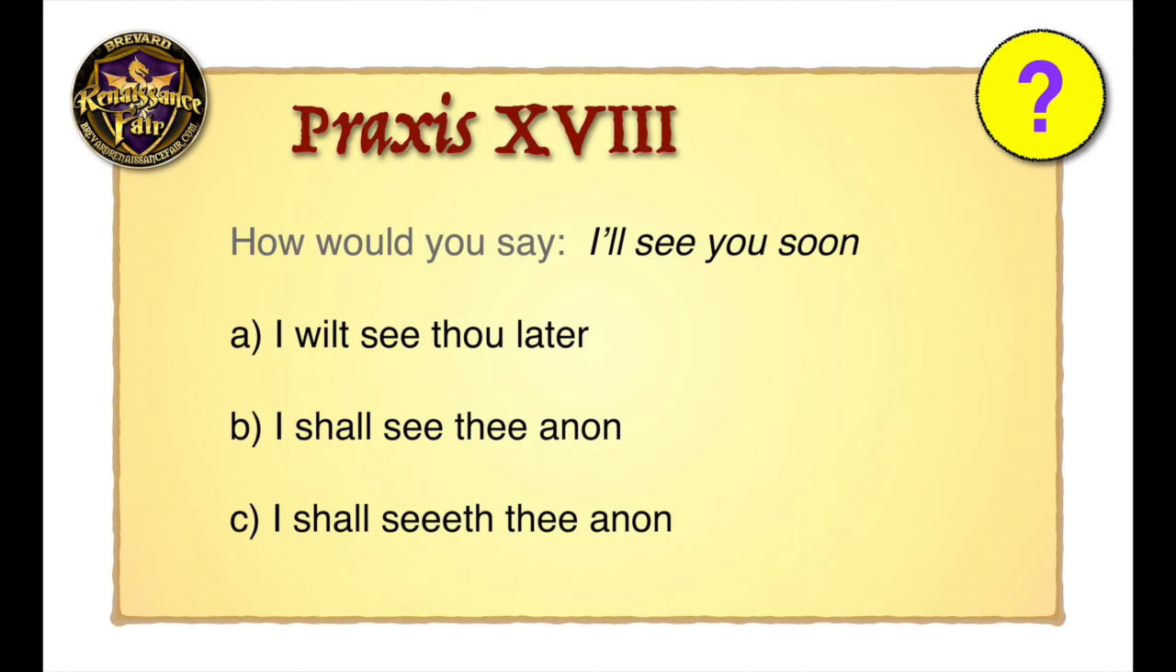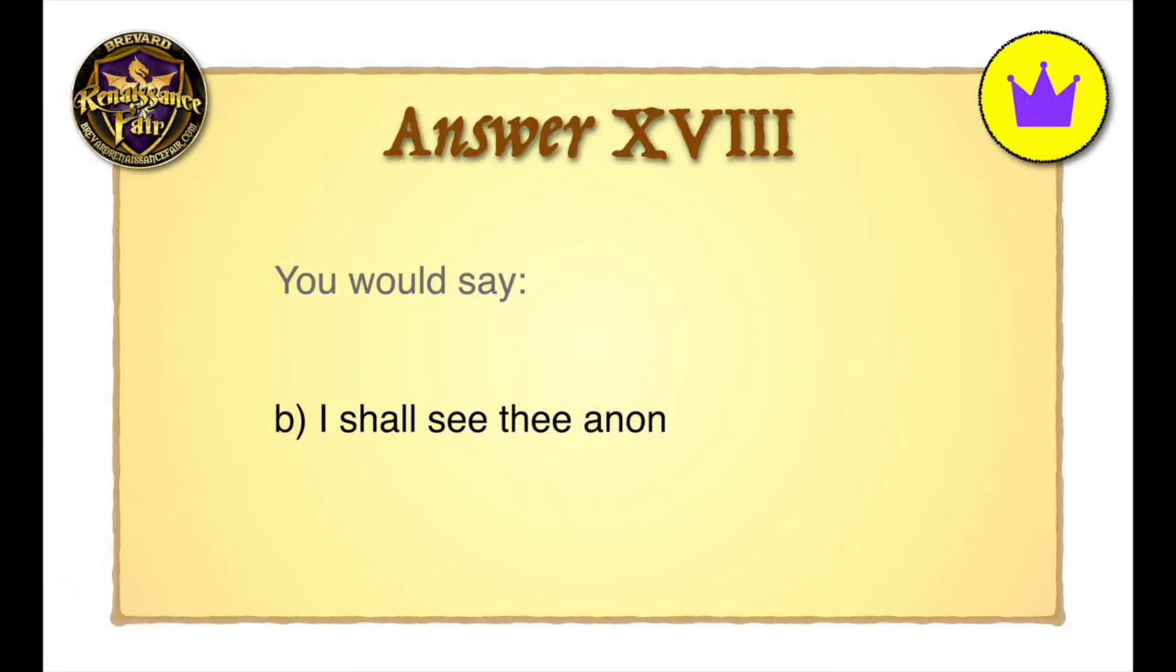How would you say, I'll see you soon? A. I wilt see thou later. B. I shall see thee anon. C. I shall seeth thee anon. And the correct answer is B. I shall see thee anon.